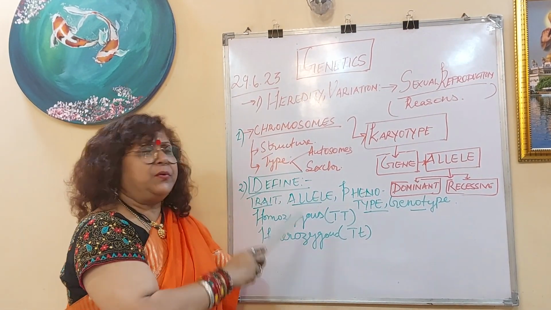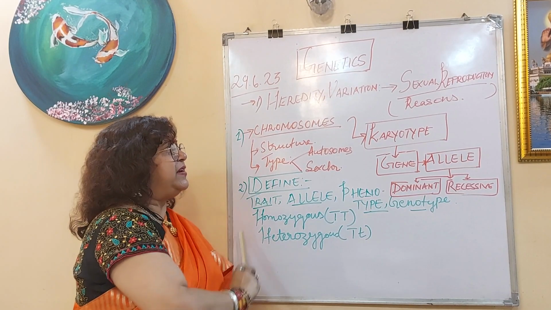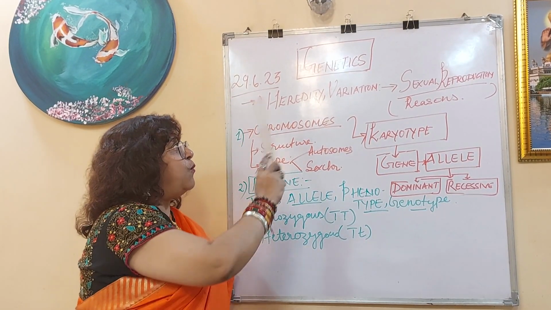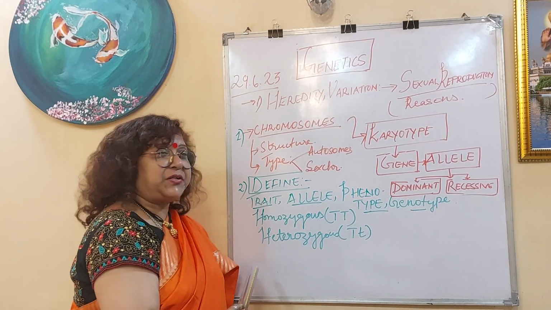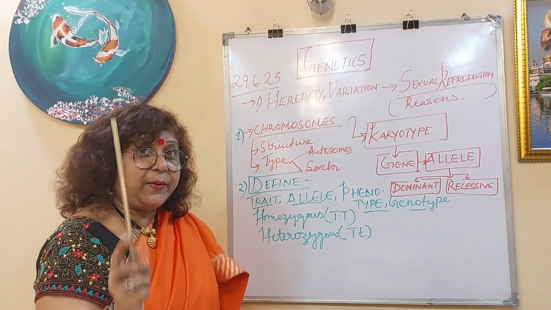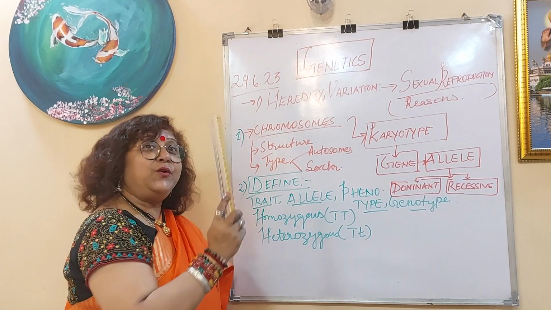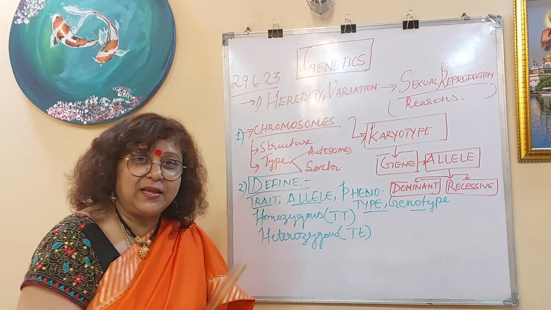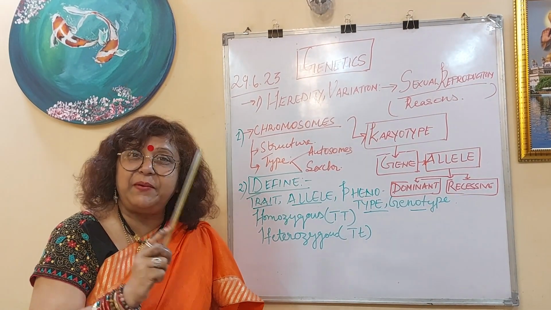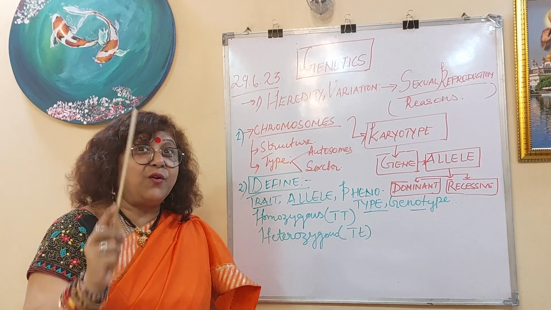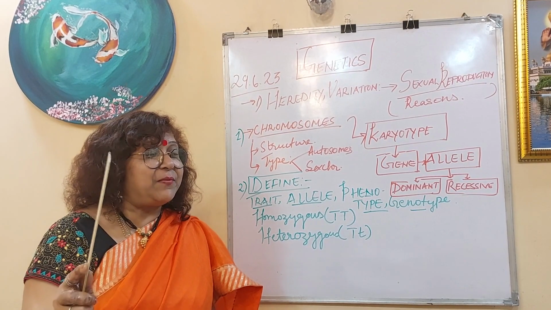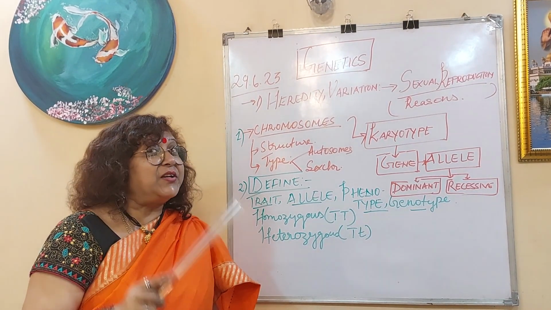First, you should know the definition of heredity. Then variation. What is variation? How does variation come? Why does sexual reproduction have more variation as compared to asexual reproduction? Then you will study chromosomes. The structure of chromosome was done in the previous lesson. You recap: chromosomes are made up of sister chromatids. Chromatids are attached at the central point, the centromere, and the function of the centromere.